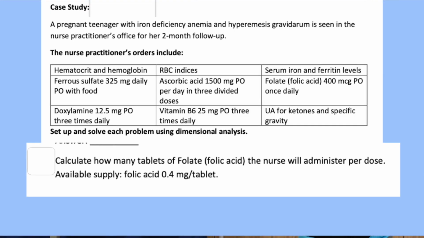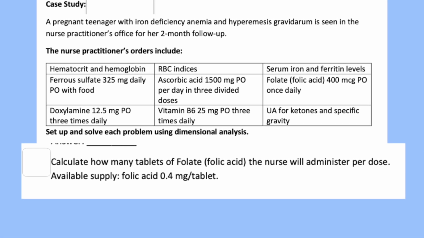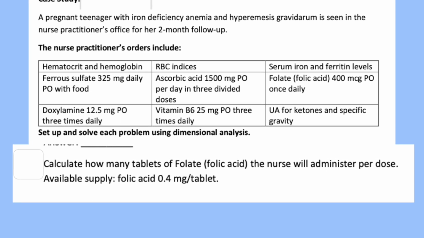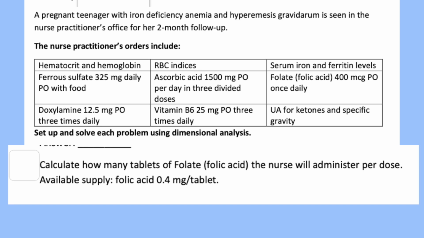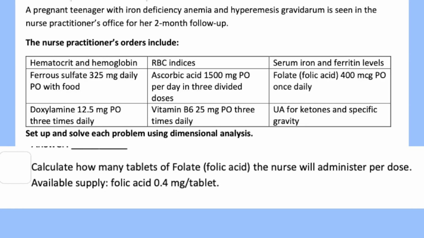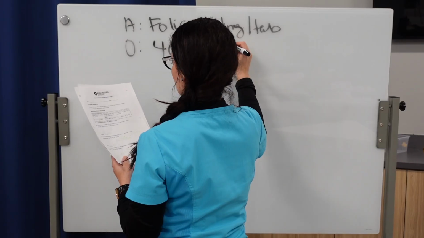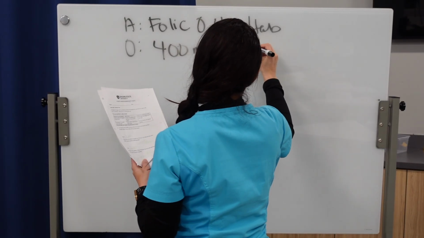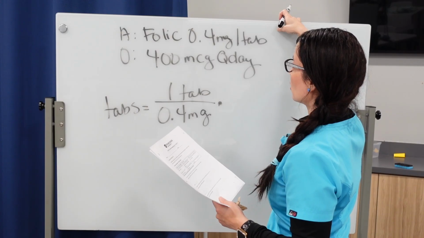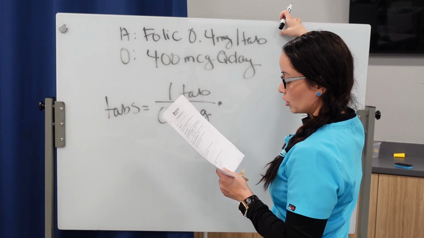It says calculate how many folic acid tablets, or how much folate, you are giving per dose. The available is folic acid 0.4 milligrams per tab. And the order is 400 micrograms Q day. So we're looking for tabs. The available is 0.4 milligrams per tablet, and the order is 400 micrograms.